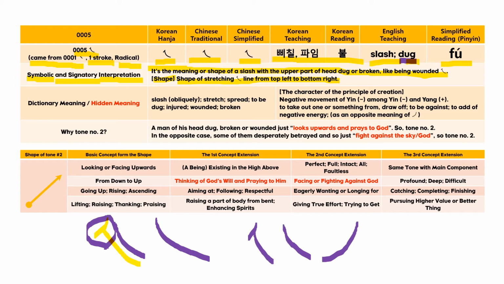So let's look at the dictionary meaning. It's slash, obliquely, slashed, stretch, spread, to be dug or already dug, injured, wounded, broken, particularly in the head part. Okay? Very mysterious. But please remember, this is one stroke radical.